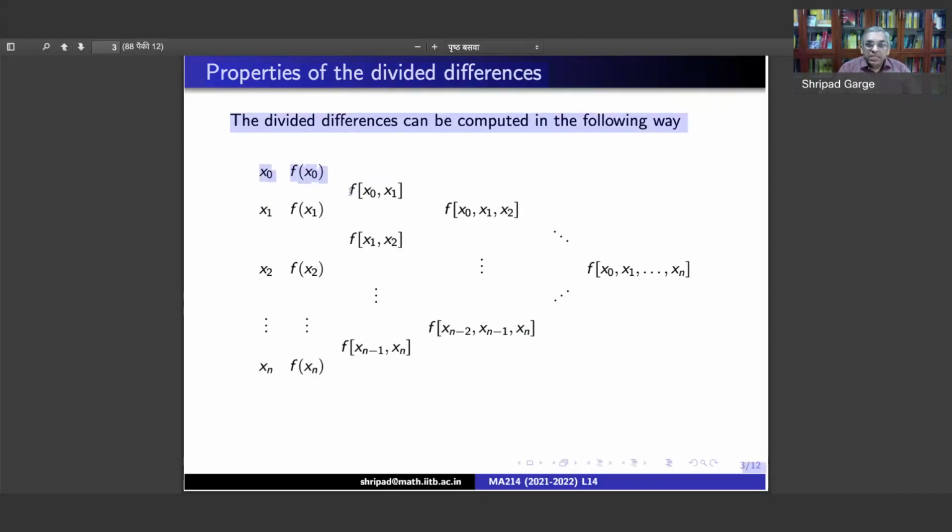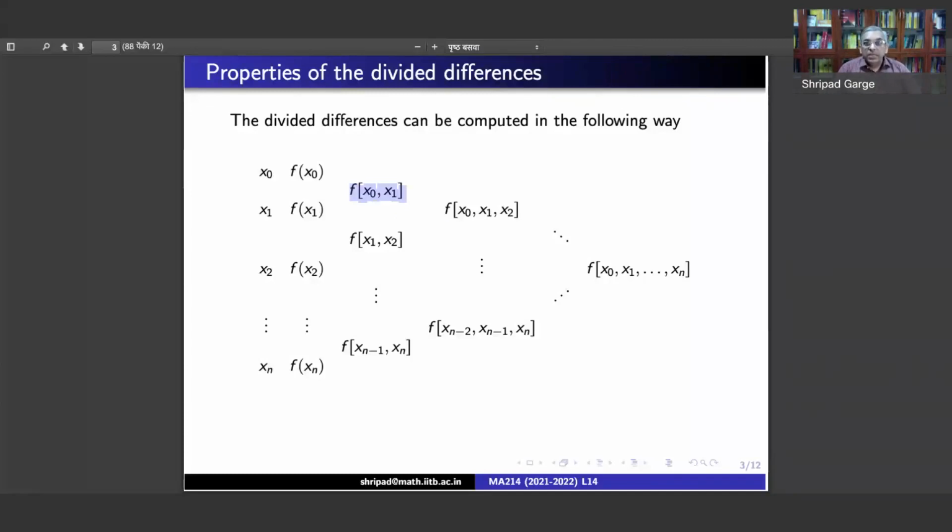For instance, f of x naught x1 is f of x1 minus f of x naught, upon x1 minus x naught. So what you do is extend this triangle, look at the endpoints; those are the nodes which you are going to use, and the divided differences that you get by going down by one level. For instance, I told you how to compute f of x naught x1, which will be f of x1 minus f of x naught upon x1 minus x naught, or it can be f of x naught minus f of x1 upon x naught minus x1.